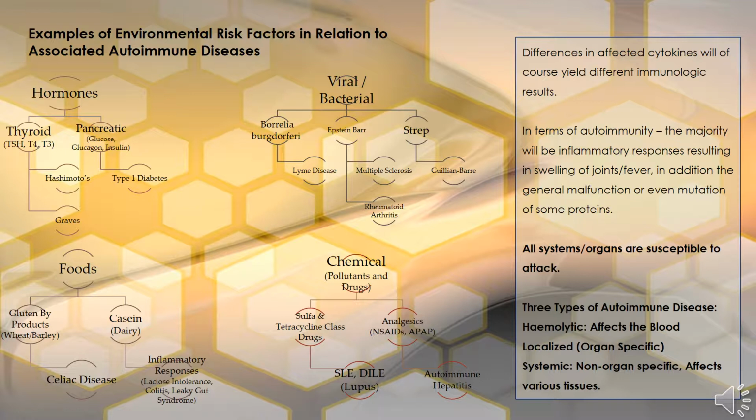There are 3 types of autoimmune disease. They are the hemolytic, which affect strictly blood; localized or organ specific, so again your pancreas, kidneys, etc.; and then systemic, which are non-organ specific and affect various tissues throughout the body. And of course, depending on the cytokines released, will have different effects throughout the body as well.